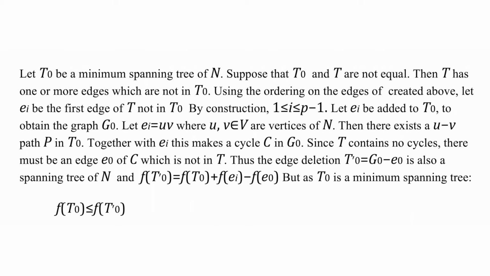Suppose that T0 and T are not equal. Then T has one or more edges which are not in T0. Using the ordering on the edges created above, let ei be the first edge of T not in T0. By construction, 1 is less than or equal to i, which is less than or equal to p minus 1. Let ei be added to T0 to obtain the graph G0. Let ei equal uv, where u, v belonging to the vertex set are vertices of N.